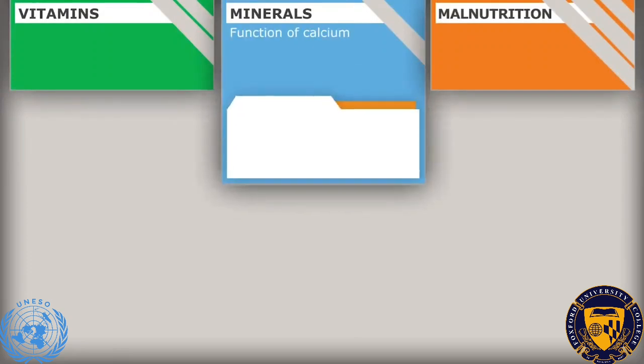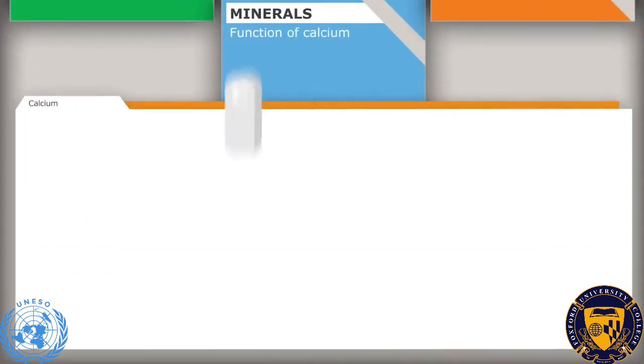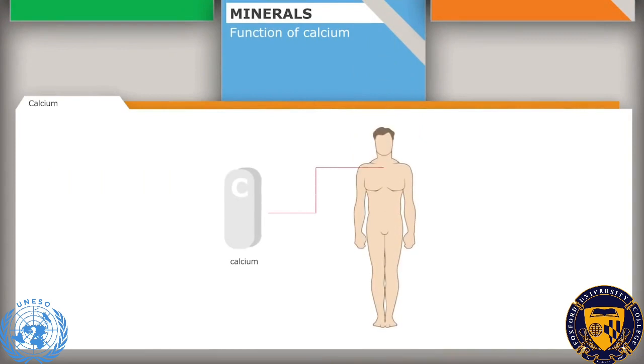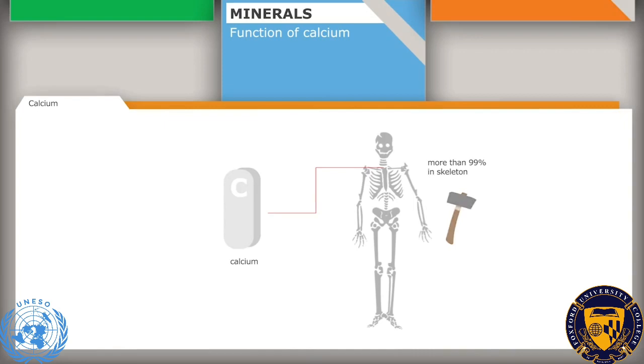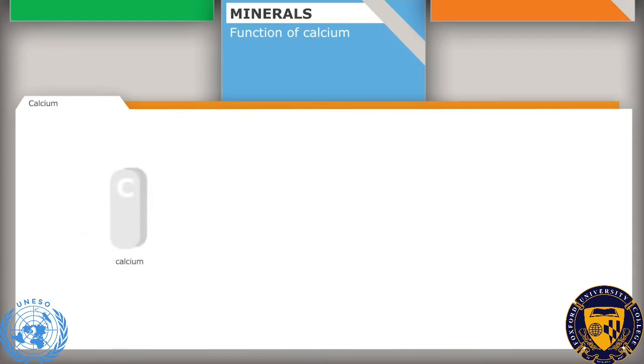Function of calcium in the body. More than 99% of the calcium in our bodies is present in our skeleton, where it confers rigidity to bones. Accordingly, loss of calcium from bones causes them to become soft and weak.